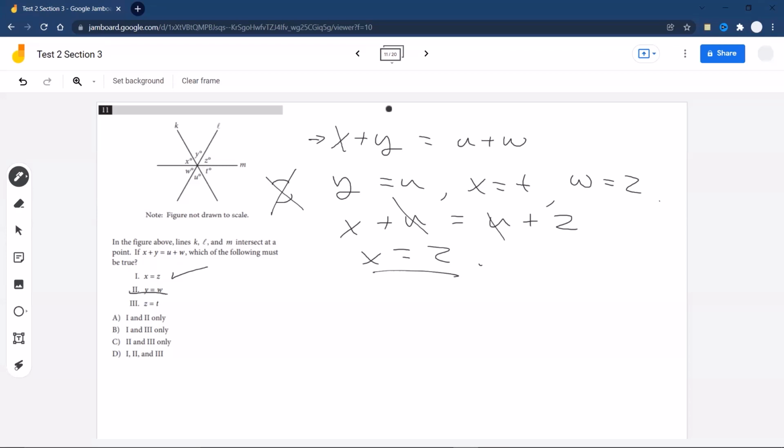Now let's take a look at the last part, part 3. We know that x is equal to z. We also know that x is equal to t based on the vertical angles. So, by that logic, since x is equal to z, then t is also equal to z. This is also correct. So, based on that, we can say that B is true because 1 and 3 are, in fact, correct.